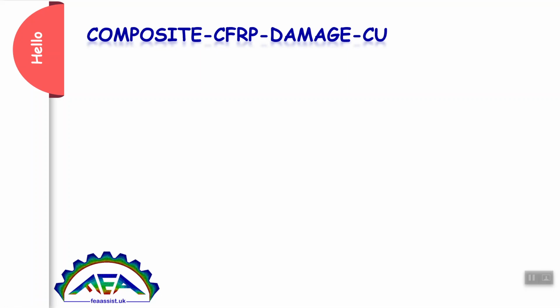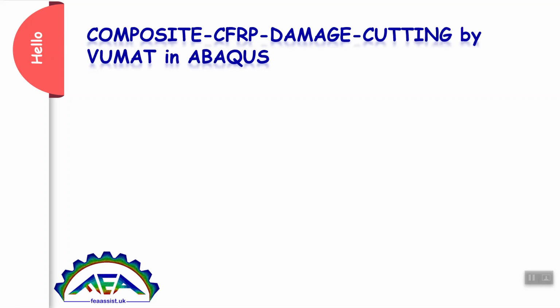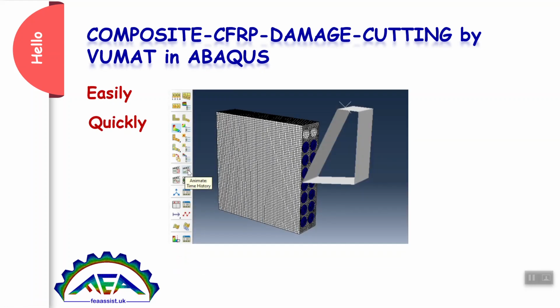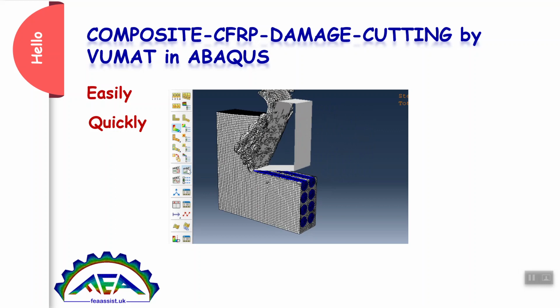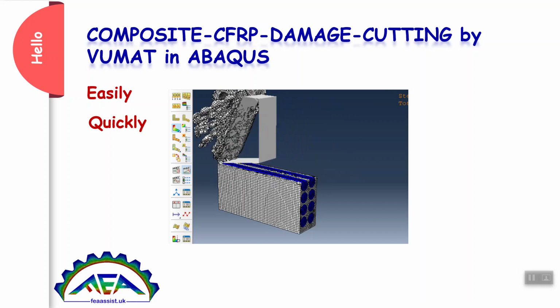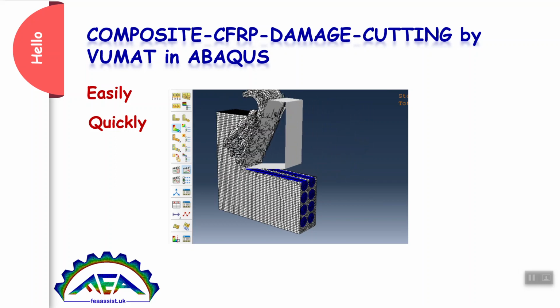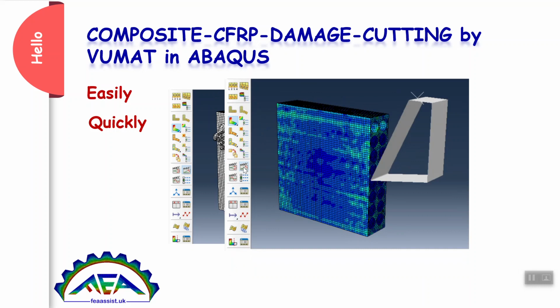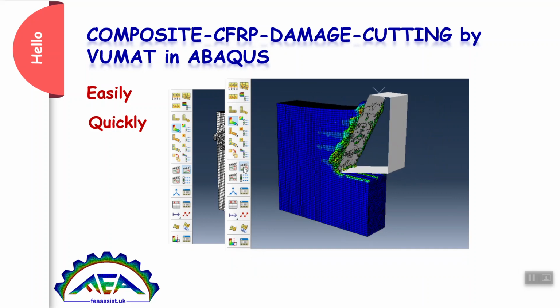Hello. Here we want to explain composite or CFRP damage or cutting by VDFLUX subroutine in Abaqus. You can learn it easily and quickly by this video. The first solution is micro. In micro solution, the fibers and matrix are defined separately. You can see the cutting process here. The fibers are oriented in 0 degree in this example. Here you can see the strain in the elements and the chip formation.